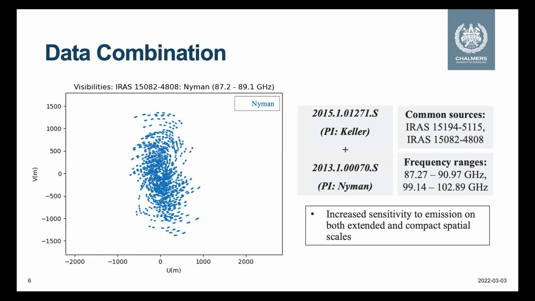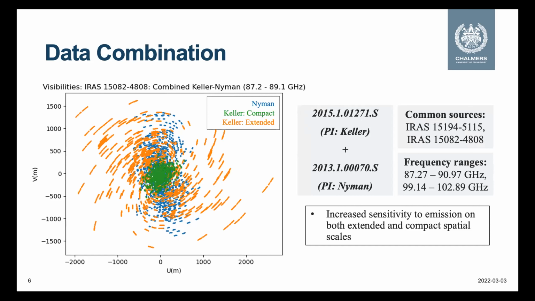And moving on, we also managed to do some data combination with another ALMA data set of two of our sources, in a very small frequency range, of course, not for our whole data. So if you see here, this is the UV coverage of our survey in this frequency range, 87 to 89 GHz. And then we combined this with the 2015 ALMA dataset mentioned here, whose PI is Denise Keller, and the UV coverage becomes like this. So now it's more sensitive to both the extended and compact spatial scales. So we have really managed to increase the spatial resolution and sensitivity in these frequency ranges.